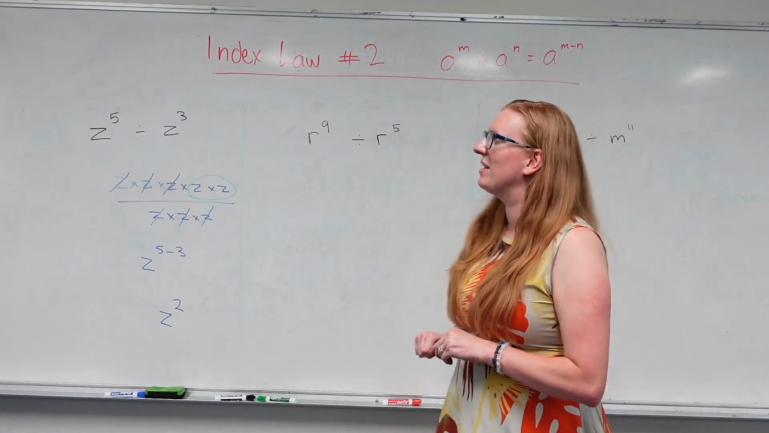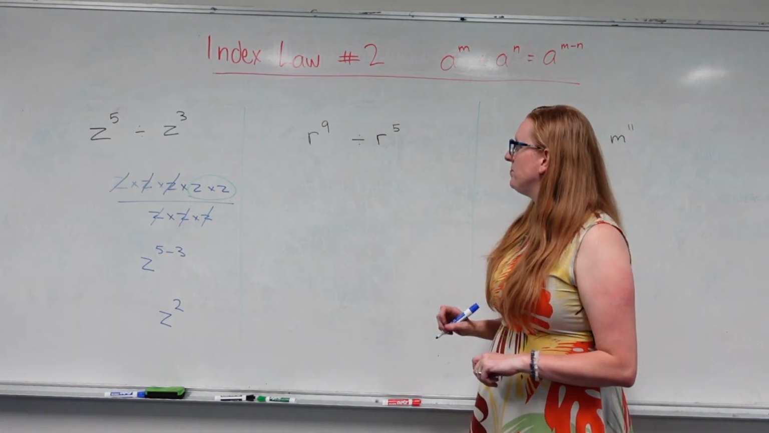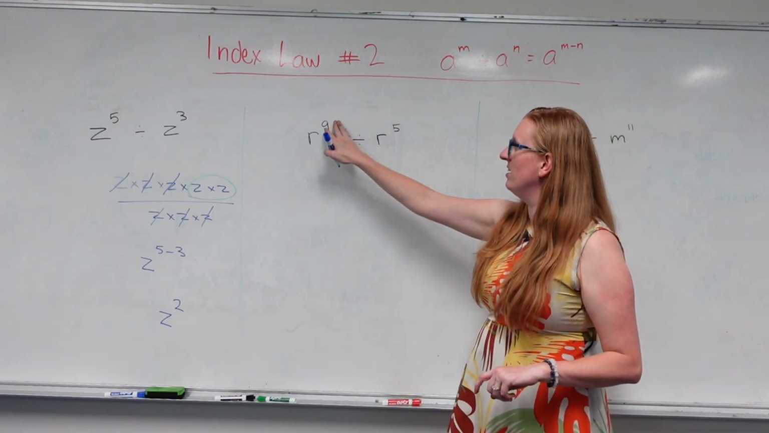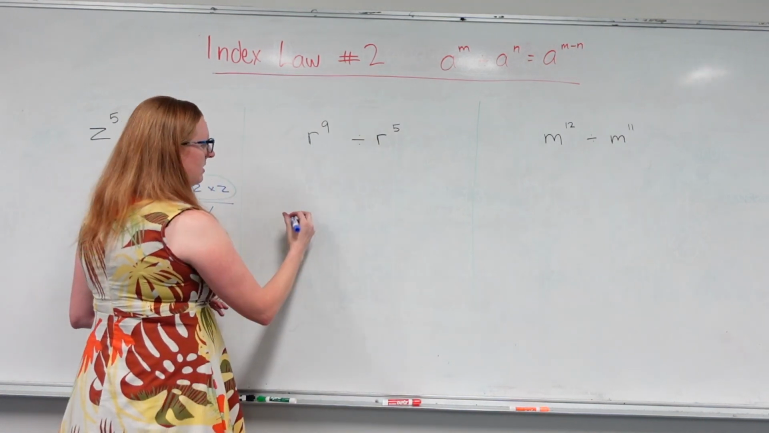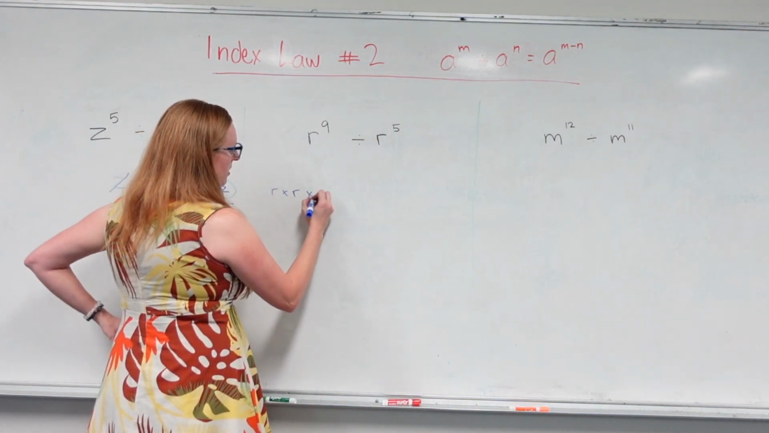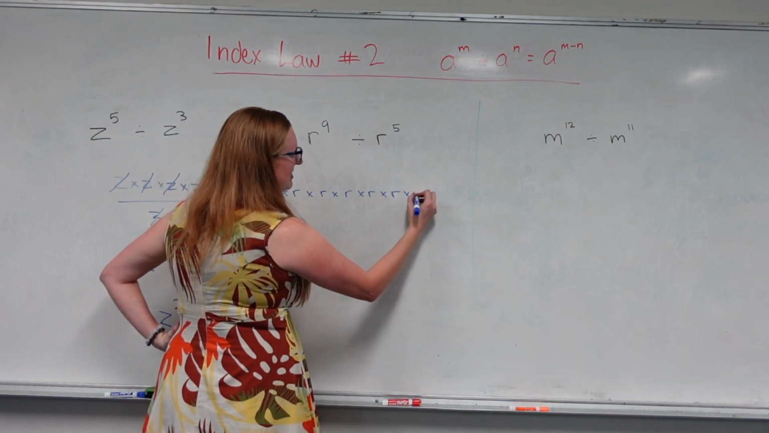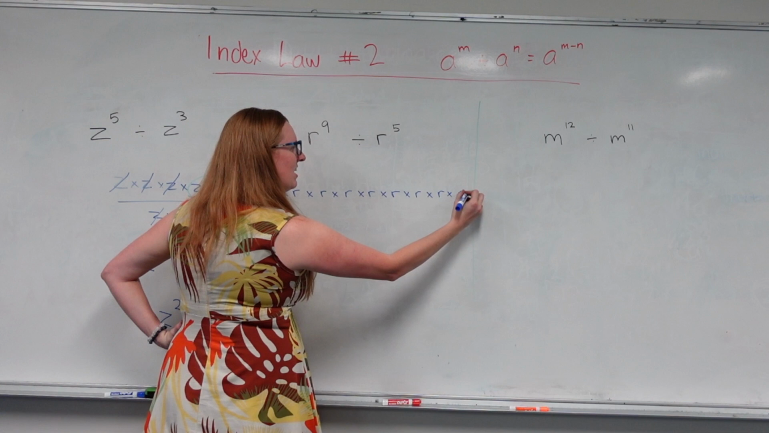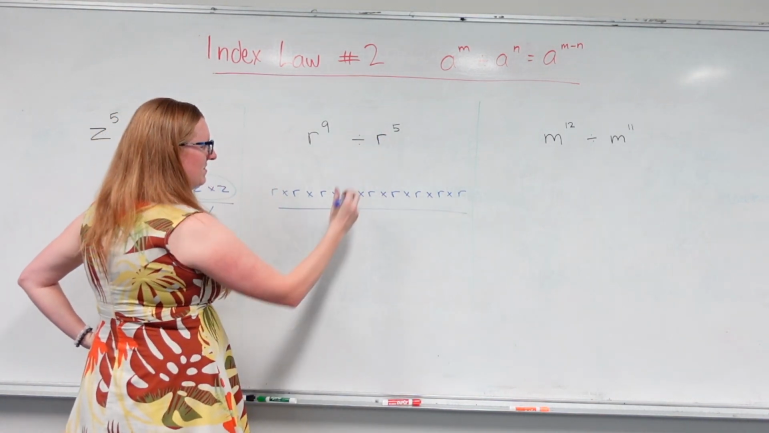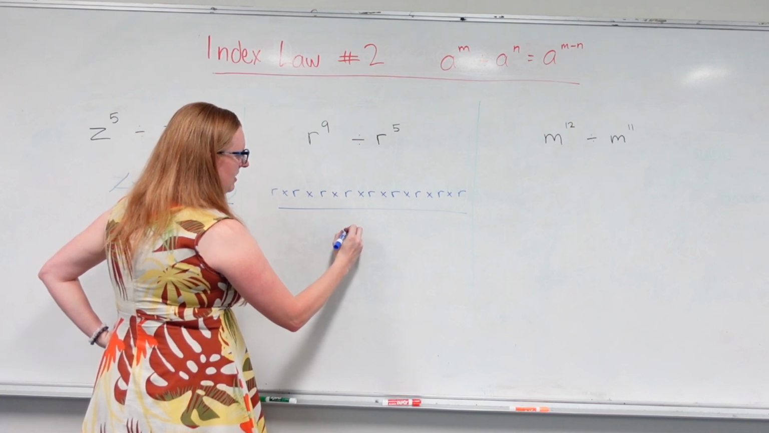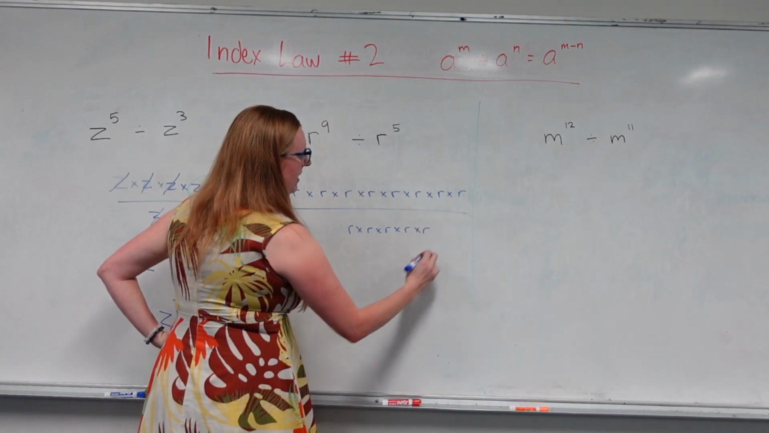Let's try it again. I'll start by writing it in expanded form and see if we can find a faster way to do it. So here I've got r to the power of 9 divided by r to the power of 5. So I'll have 9 r's, so 1, 2, 3, 4, 5, 6, 7, 8, 9. I should have chosen a smaller number. And it's divided by 5 r's: 1, 2, 3, 4, 5.